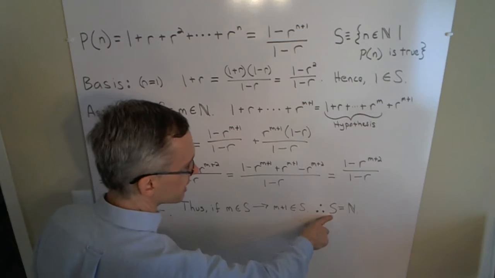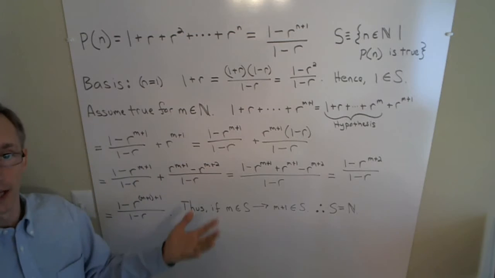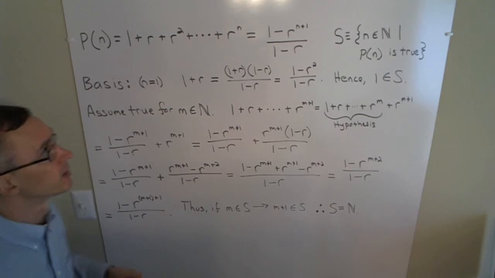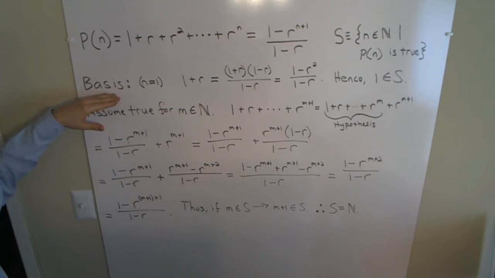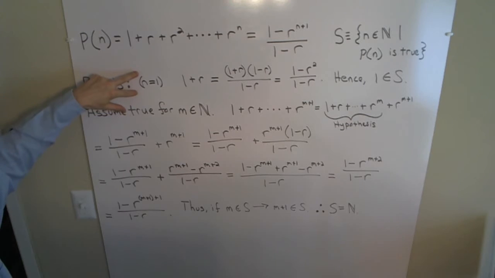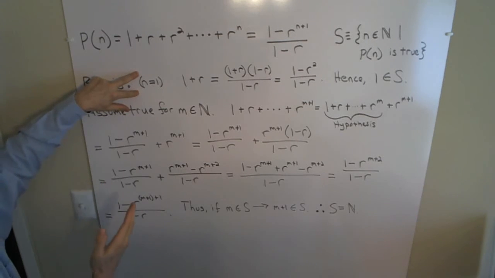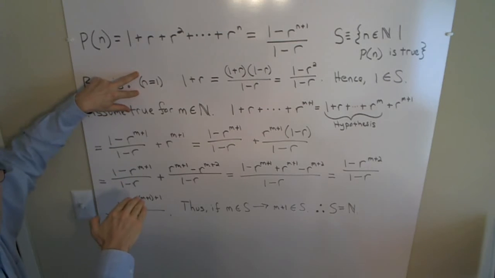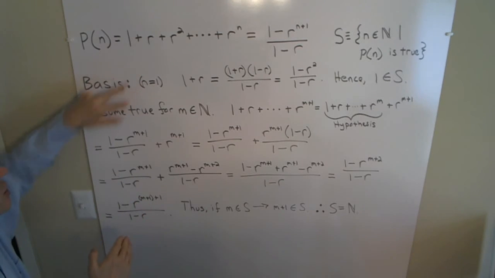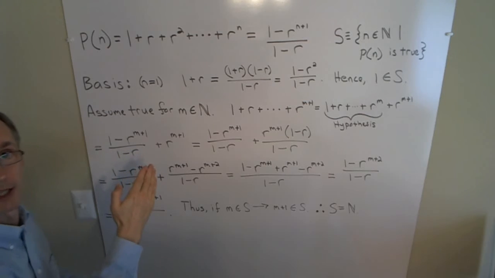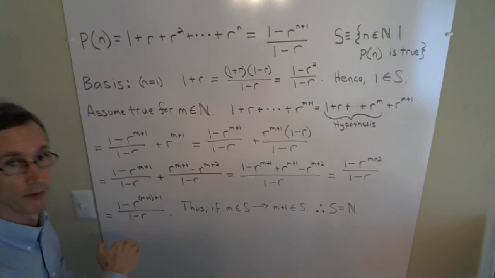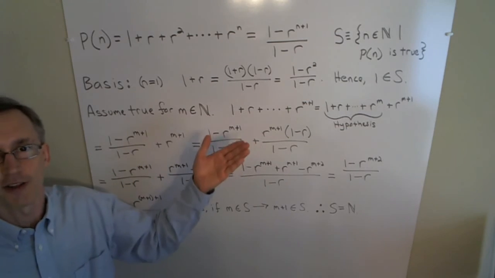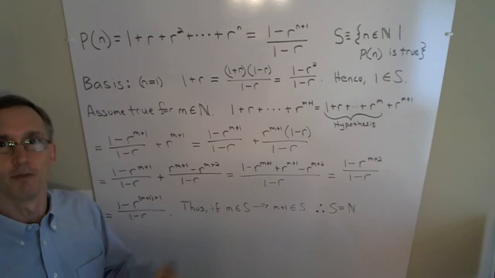Therefore, the set S is indeed the set of all natural numbers. Because since we established the basis for induction at 1, the fact that the proposition is true for 1 implies that it's true for n equals 2. The fact that the proposition is true for n equals 2 implies that it's true for n equals 3, and so on throughout all the natural numbers. That is the beauty of induction.